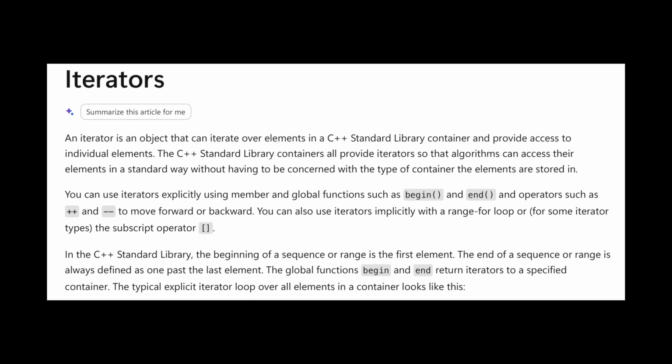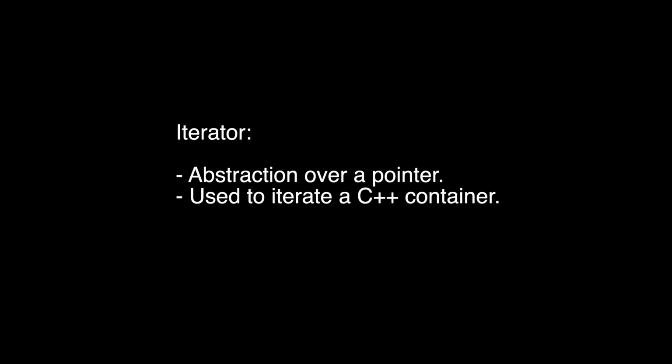Searching for a better definition of iterator, we find this. This definition says something about using iterators explicitly with operators such as increment and decrement. So whatever our iterator is, we'll need to implement these operators. To sum up, we already know that an iterator is an abstraction over a pointer, and it's used to iterate over a C++ container. So let's wire this up.